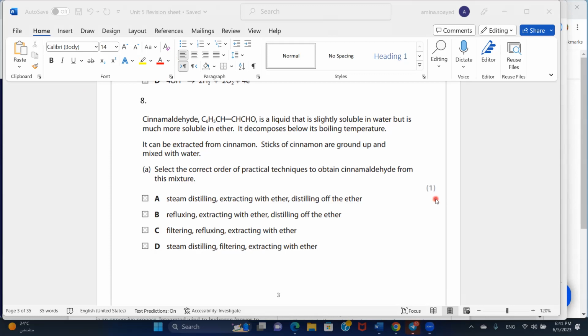Okay. The answer here is A. Why is it A? Because they said that cinnamaldehyde is slightly soluble in water, but is much more soluble in ether. It decomposes below its boiling temperature. We have taken during our syllabus that whenever we have an organic liquid that decomposes below its boiling temperature, in order to extract it from the reaction mixture, we should make steam distillation.